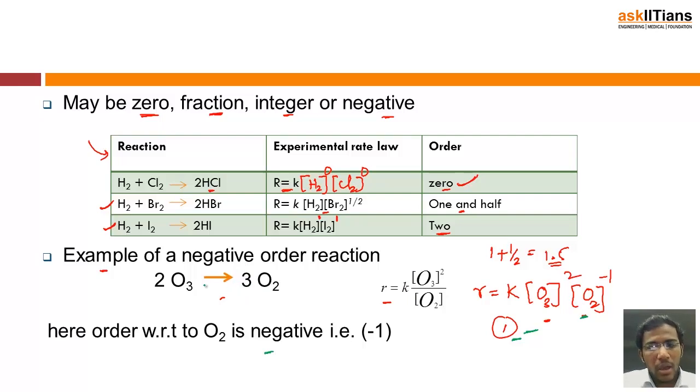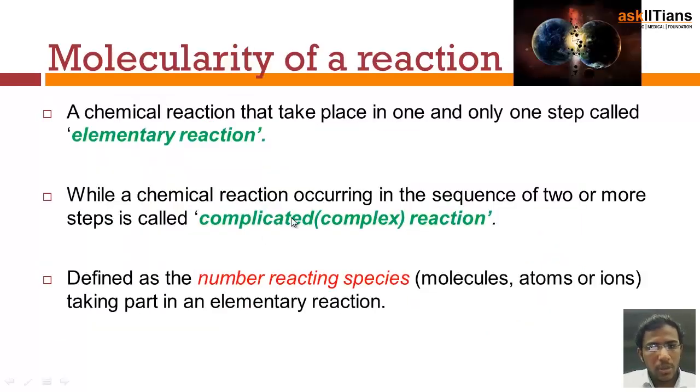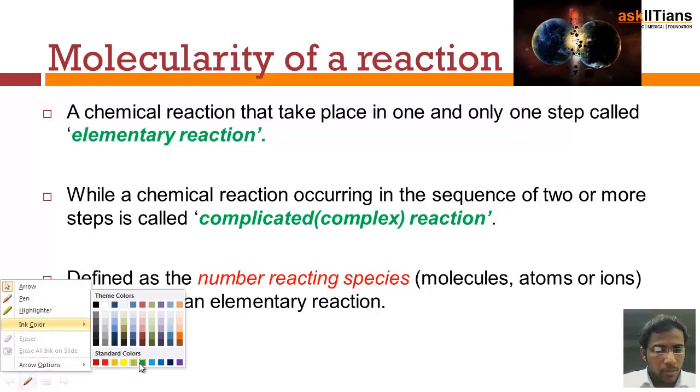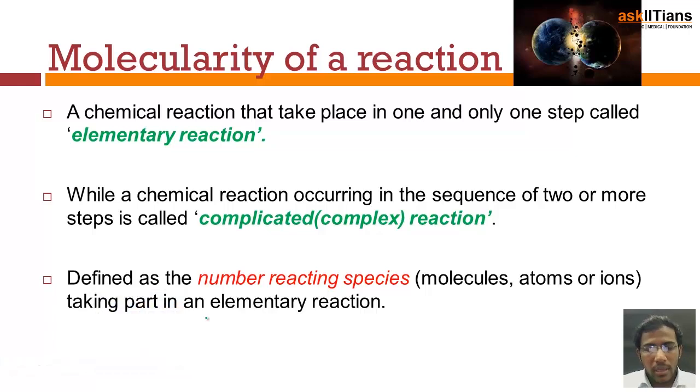So this is about order of a reaction, and order can be 0, can be negative, can be fraction also. So now let's discuss molecularity. What is meant by molecularity of a reaction? Molecularity is the number of reacting species involved in an elementary reaction.